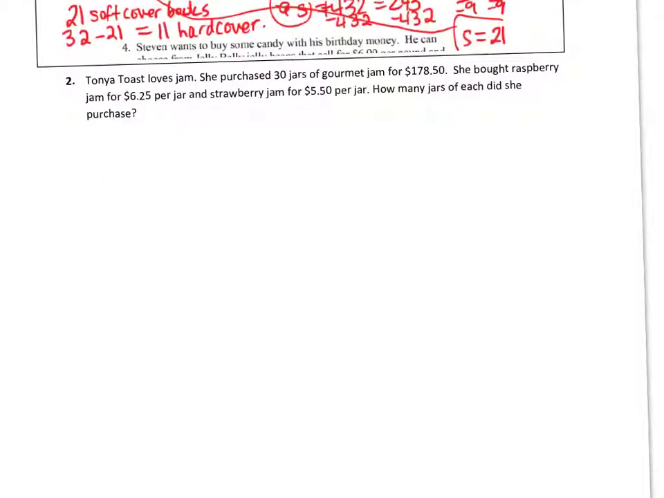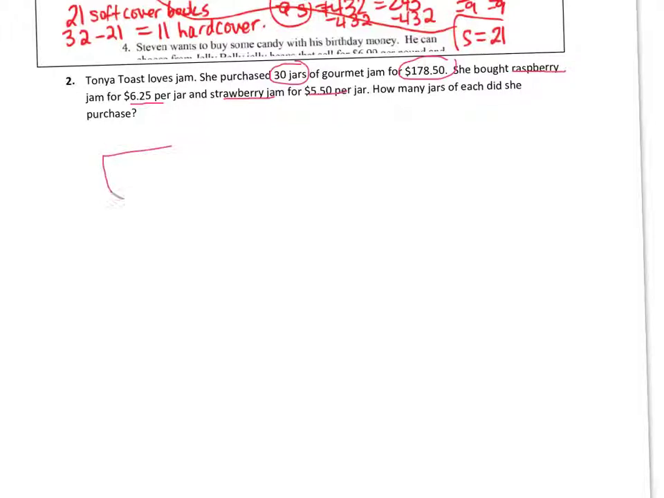In this problem, the person is purchasing 2 different types of jam. So we want to first identify what those are. She's purchasing raspberry jam at $6.25 a jar and strawberry jam at $5.50 per jar. We also know that she's purchasing 30 total jars of jam, and then the total cost is $178.50. You can set this up with a diagram first to show what she's purchasing.